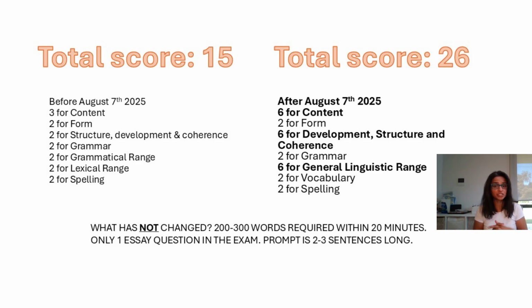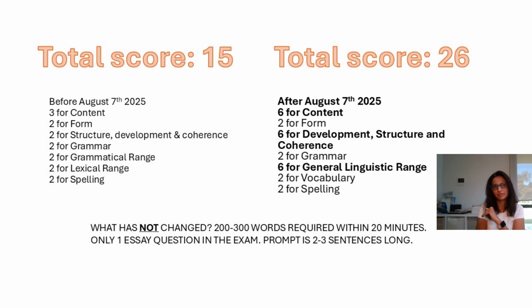Some aspects haven't changed, which are form, grammar, vocabulary, and spelling, but the others have changed. Now, after the August the 7th, we need a total score of 26 with a huge focus on content, development, structure, and coherence, and general linguistic range. Each of these requires a total score of 6, which is pretty crazy as far as I see, because a lot of things have not changed. So let's just go through the current situation. 6 for content, 6 for development, structure, and coherence, 6 for general linguistic range, and everything else is still 2. 2 for form, 2 for grammar, 2 for vocabulary, and 2 for spelling, giving you a total score of 26.